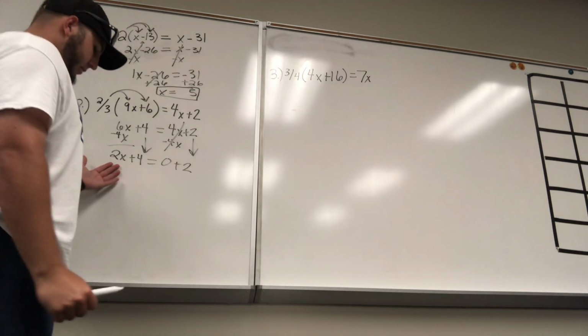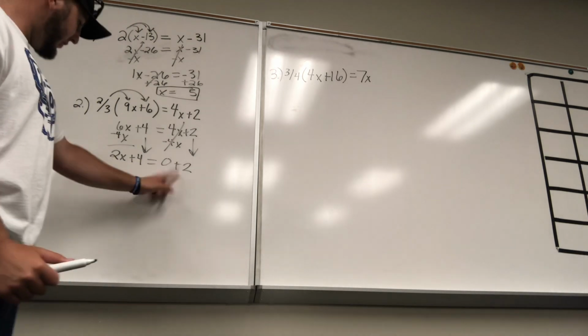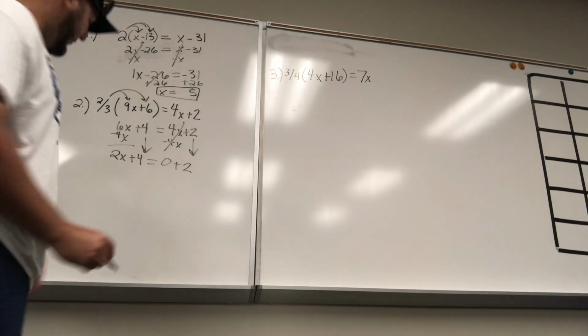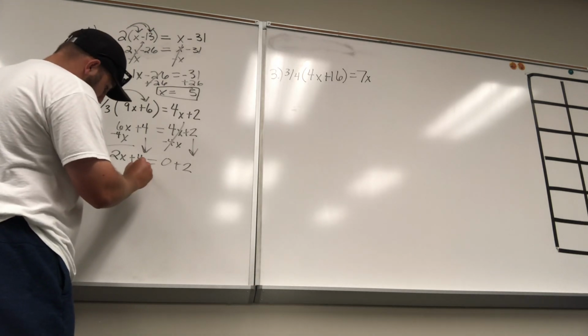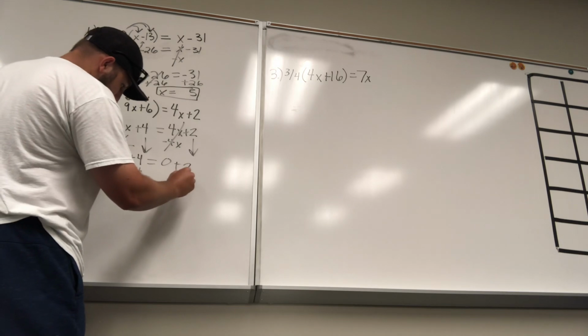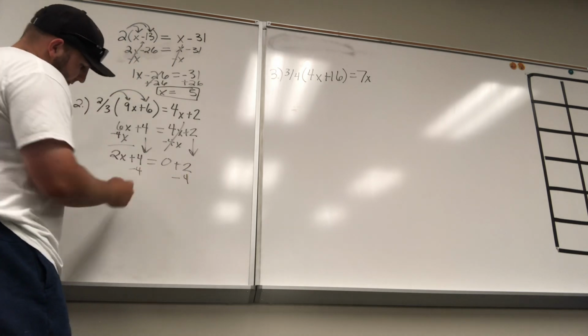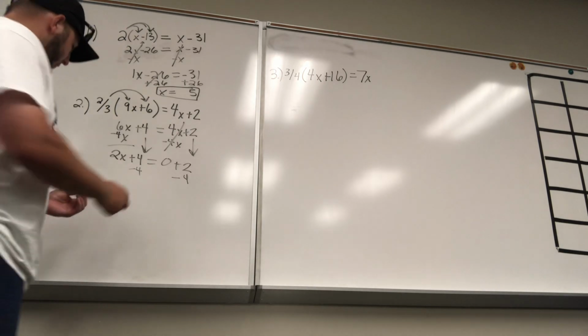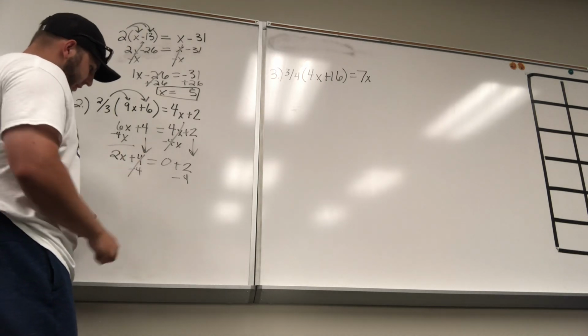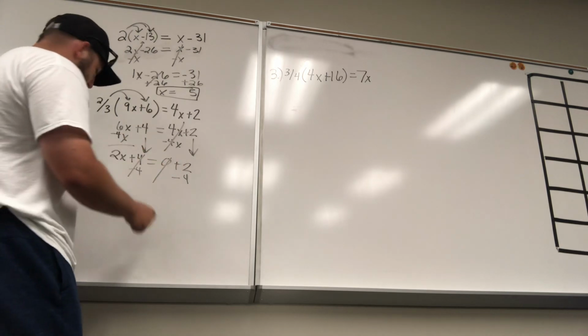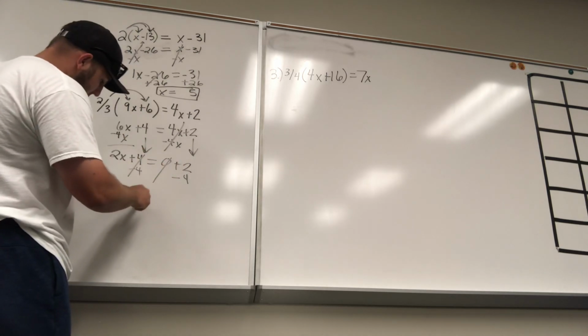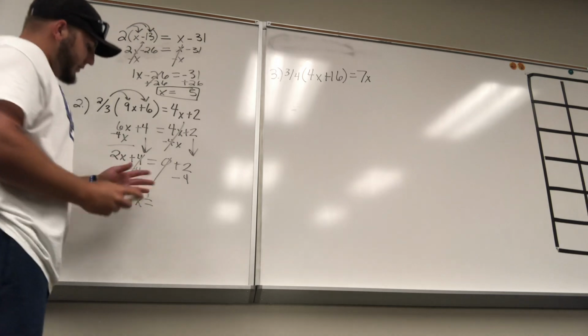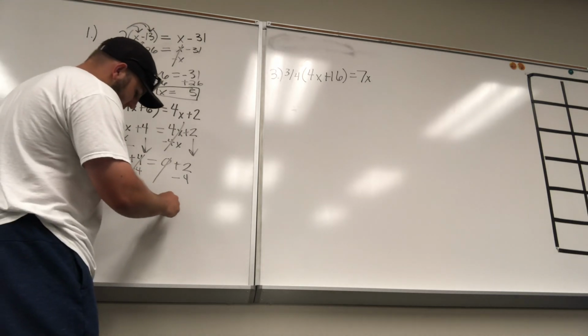So then we're going to take this 4 and we're going to move it to this side so the x is by itself. So we're going to do minus 4, minus 4. Okay, positive 4 minus 4 is 0. So we don't need to write anything, we just cross that out. The 0 is gone. So you'll have 2x equals 2 minus 4, which should give you negative 2.